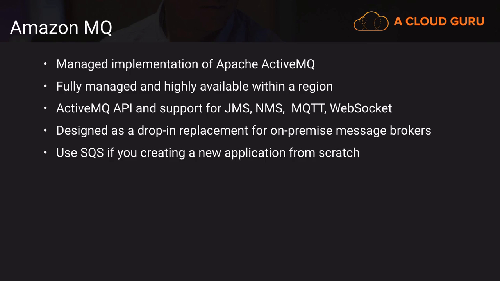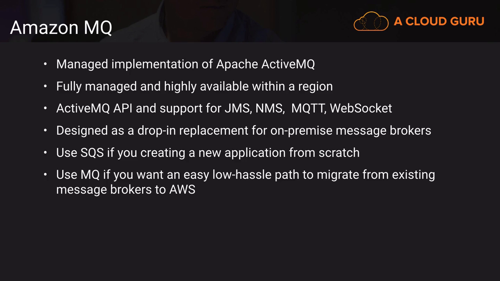Now, when should you use MQ versus SQS? Well, it's recommended that if you're building a new application from scratch, just go ahead and use SQS because it offers a little bit more feature set and it's more tightly integrated into the other Amazon services. And if you already have an application that uses a messaging broker, maybe in your on-prem data center, you can use MQ to really easily lift and shift that to the cloud.